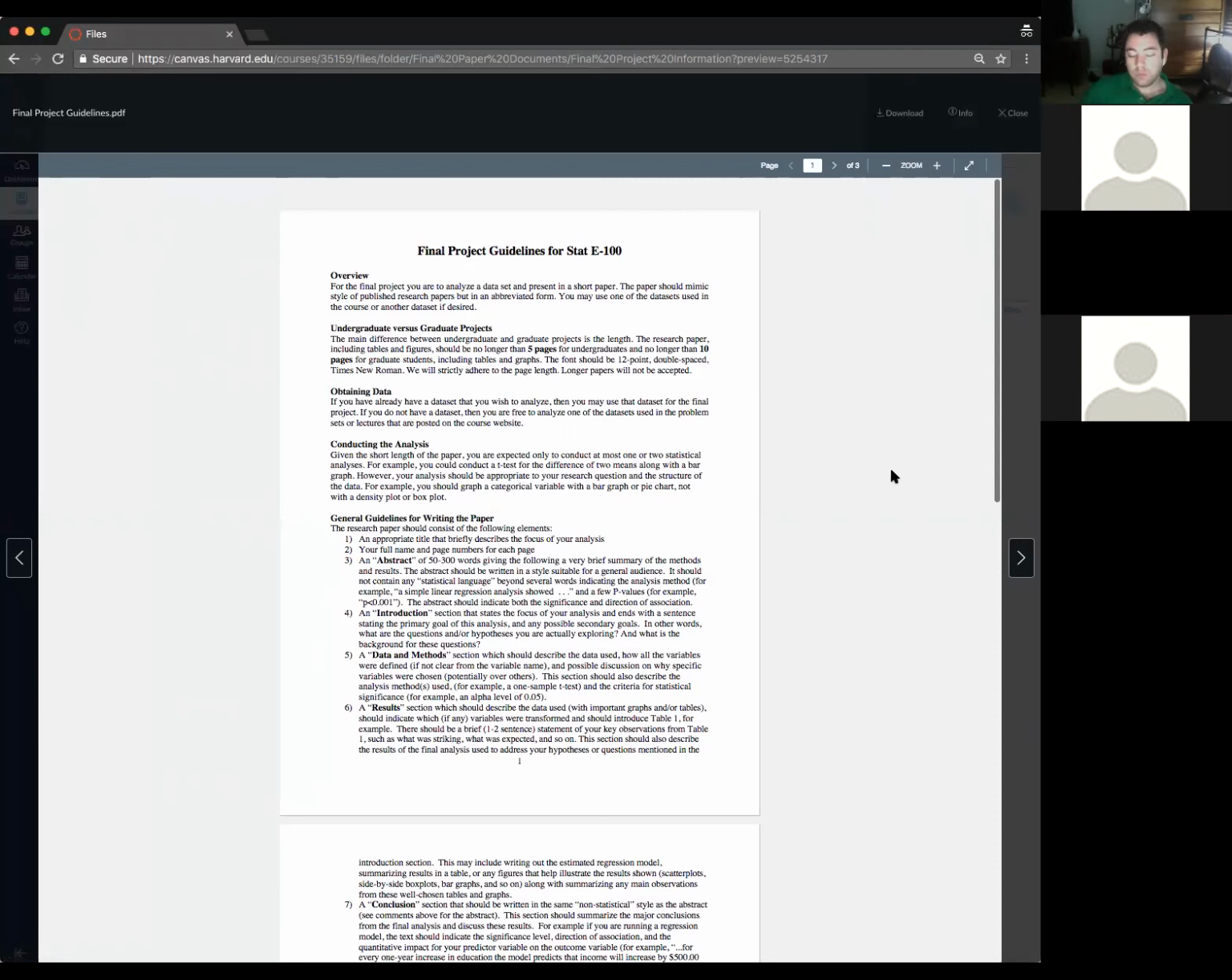The whole idea is you're basically doing what's done in academia, what all these academics are doing with published, peer-reviewed papers. This is more of an abbreviated and simpler format, so it's a nice exercise, and it shows you what's typically done in academia. First of all, the paper will be 5 pages for undergrads or 10 pages for graduate students, double spaced, including all your figures, tables and graphs.